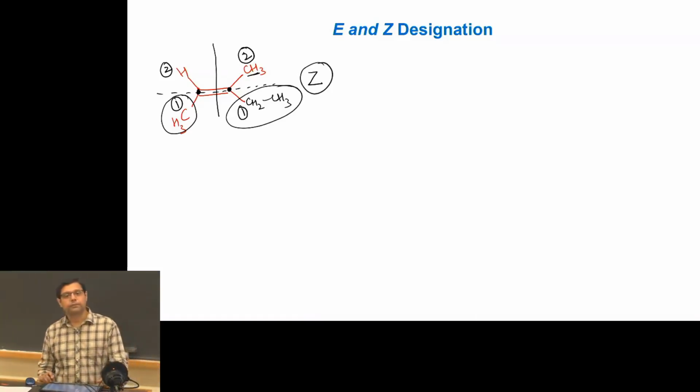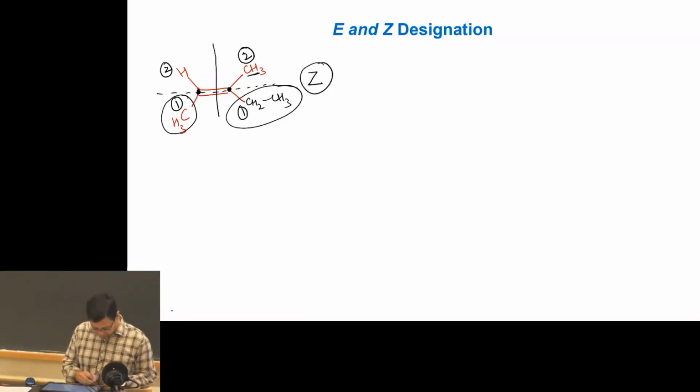Draw a dotted line parallel to the double bond. Look for the position of the higher priority groups. They are on the same side of that dotted line, therefore this is a Z. Let's take another example.